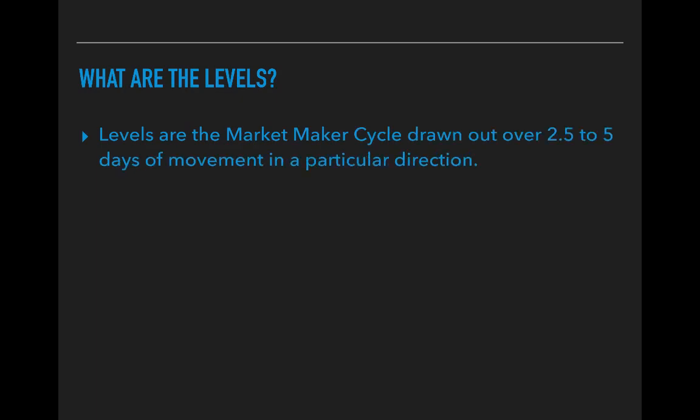So first question we're going to ask is, what are the levels? Levels are the market maker cycle, basically drawn out over 2.5 to 5 days of movement in a particular direction. It can on the low end last 2.5 days, and on the high end 5 days or more, sometimes depending on what the market maker's target goals are in terms of what they need to collect in contracts.